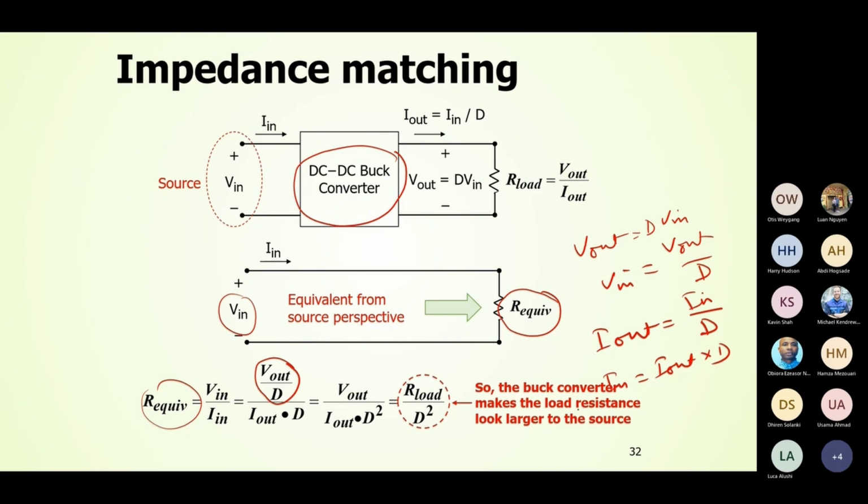So the buck converter makes the load resistance look larger to the source. Because you know this D is always less than 1. So if you take the square of something less than 1, it will actually reduce. Then 1 over that reduced value will actually give you a higher value. Okay.